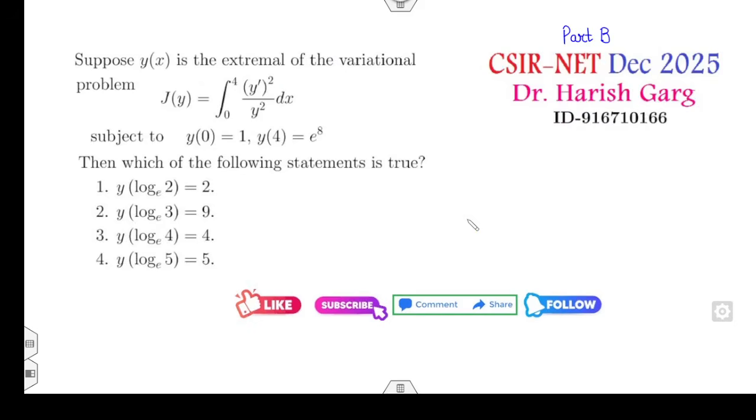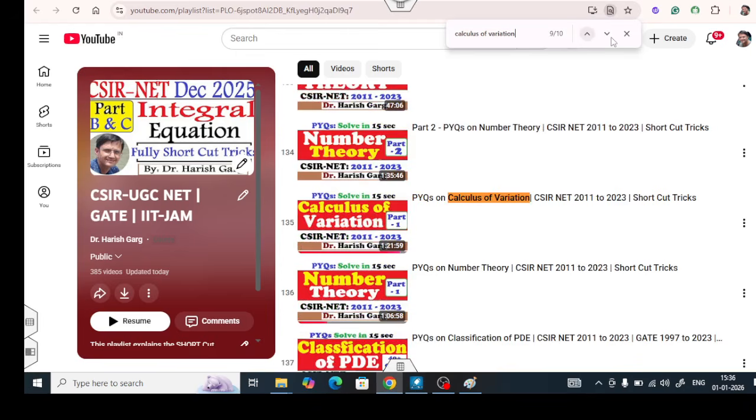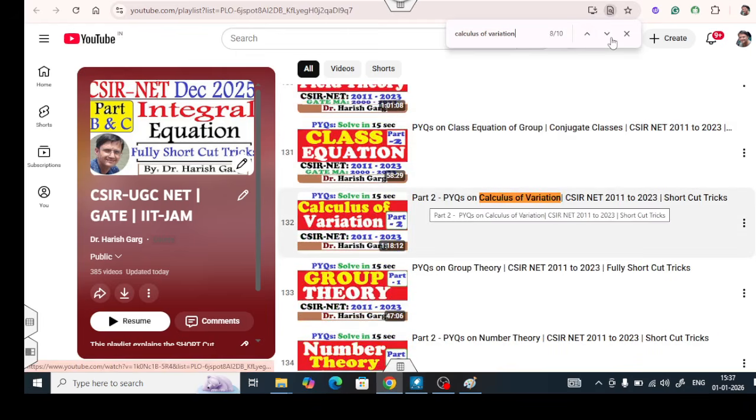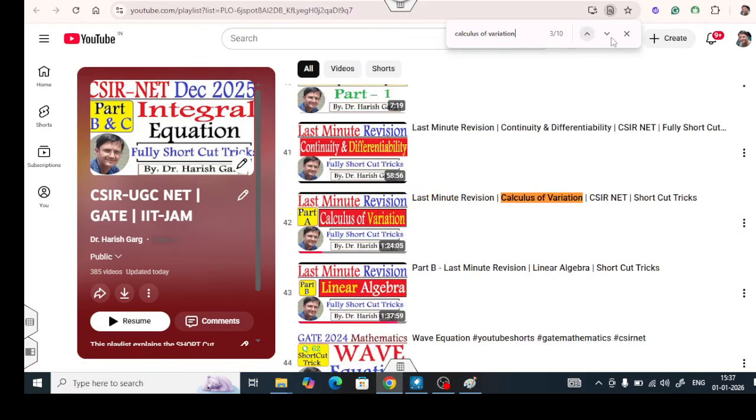Remember students, our target is how you can solve the problem in 1 minute. So how do you think about any question in the examination? First, if you have listened to my lectures on the calculus of variations, like Part 1 PYQ of the calculus of variations, Part 2 PYQ of the calculus of variations, and the last minute revisions on the calculus of variations, then you can get each answer within a reasonable time.